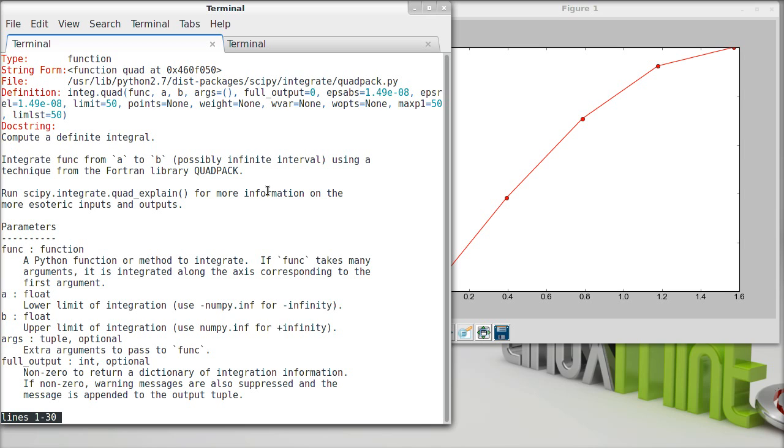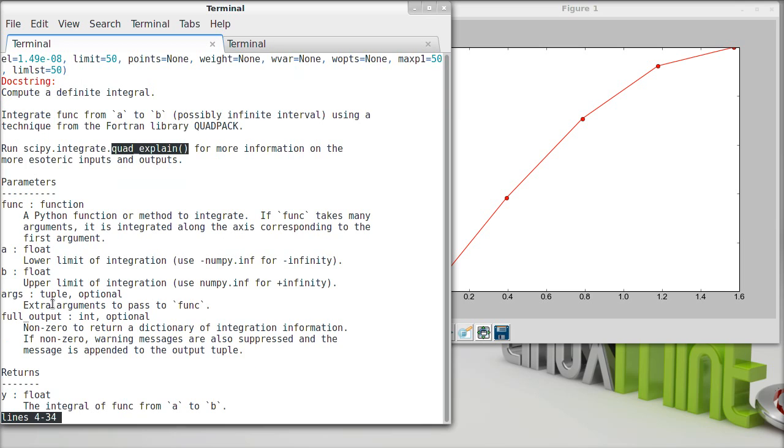That's something we'll talk about in class using technique from this particular thing. And in fact, this is so powerful and so, well, at least can be complicated, that it has its own function called quad explain, where you can get more information about some of the more, well, as they say, esoteric, but more complicated things that it can do. Okay, so we'll look at that briefly.